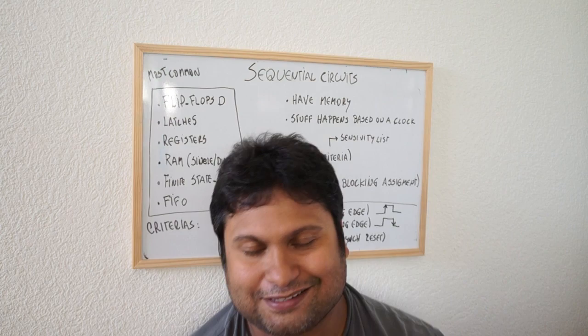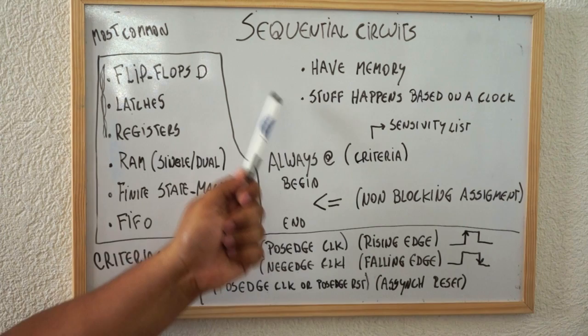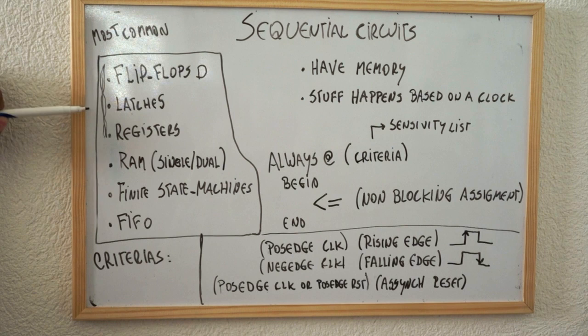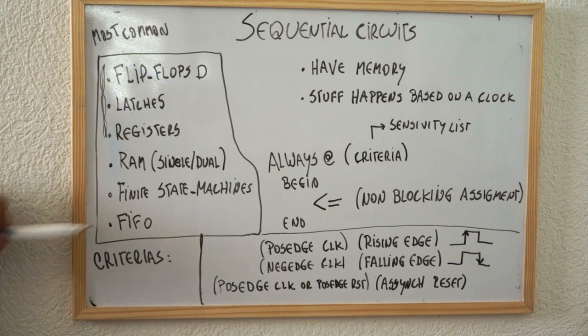So let's talk a little bit now about sequential circuits. The main characteristic of sequential circuits is that they have memory and stuff happens based on a clock, okay? The most common circuits that are sequential are flip-flops, latches, registers, RAMs, finite state machines, and FIFOs, okay?